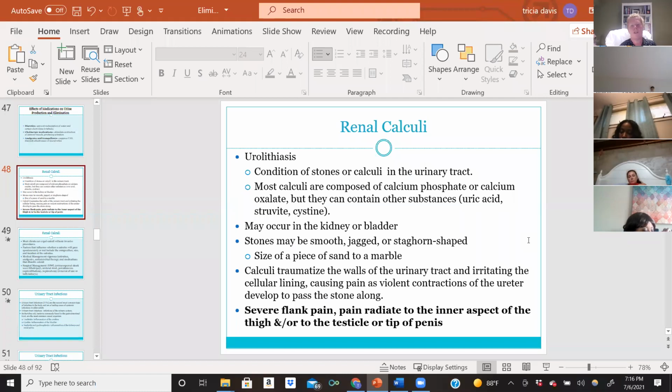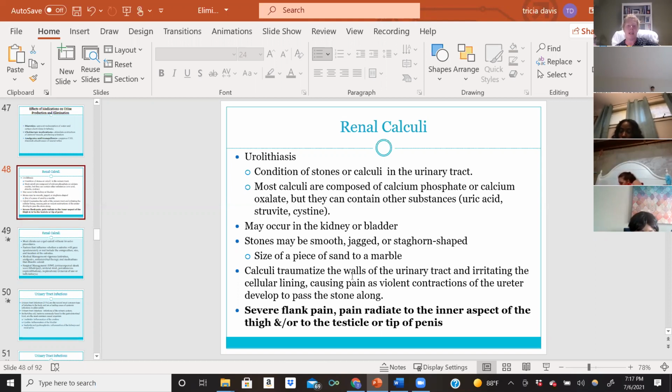All right, so renal calculi, also known as kidney stones, and also urolithiasis. So this is a condition of stones or calculi in the urinary tract. Most of the calculi that we find are going to be composed of calcium phosphate or calcium oxalate, but they can also contain other things like cysteine, uric acid is another thing that we see, and struvite. These can occur in our kidney or our bladder.